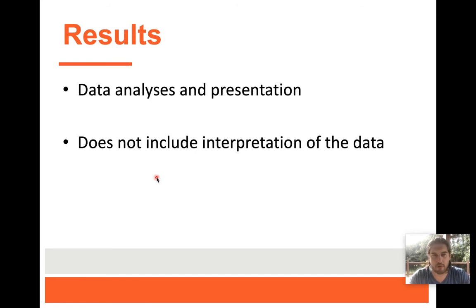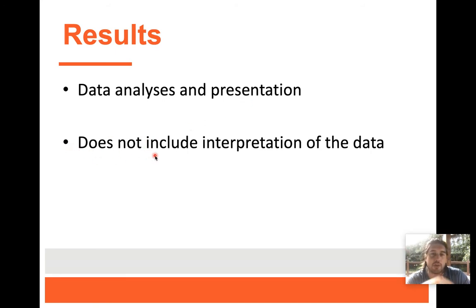Results. This is pretty straightforward. What data were collected, what data analyses were done. You'll see analyses and data presented in tables, in graphs, and figures, right? Visualized in certain ways to help make drawing conclusions easier. So basically, what were the results? What were the outcomes of this experiment?